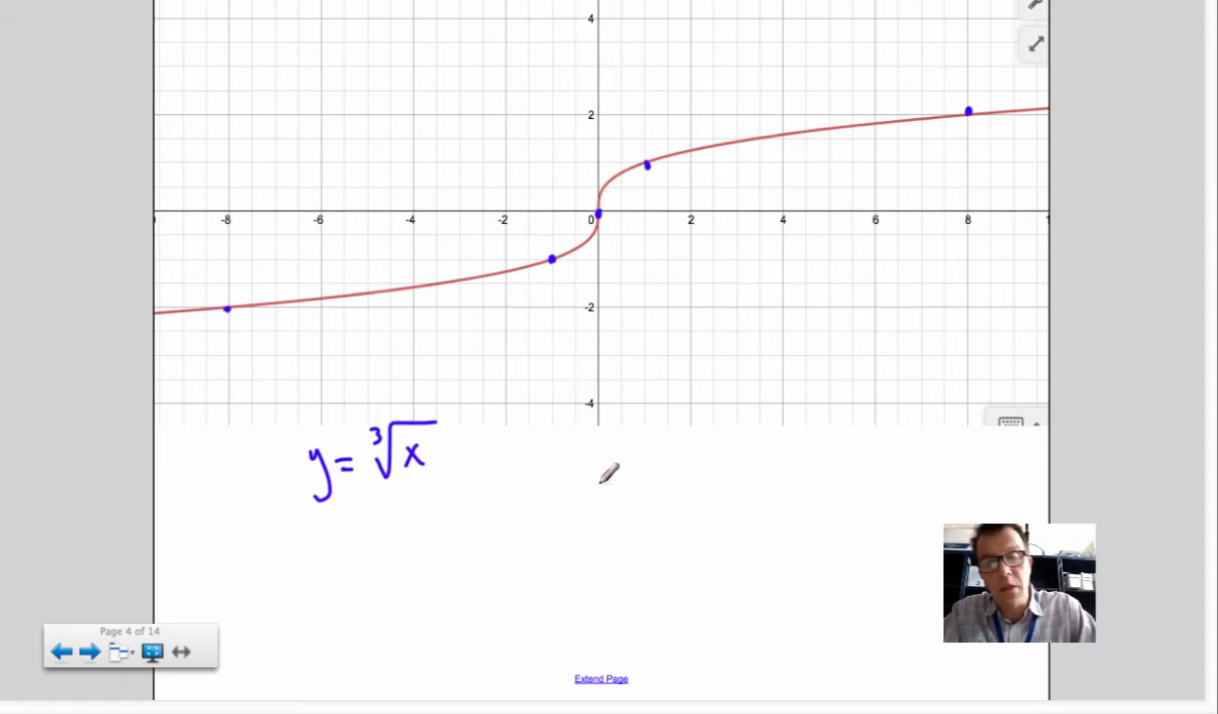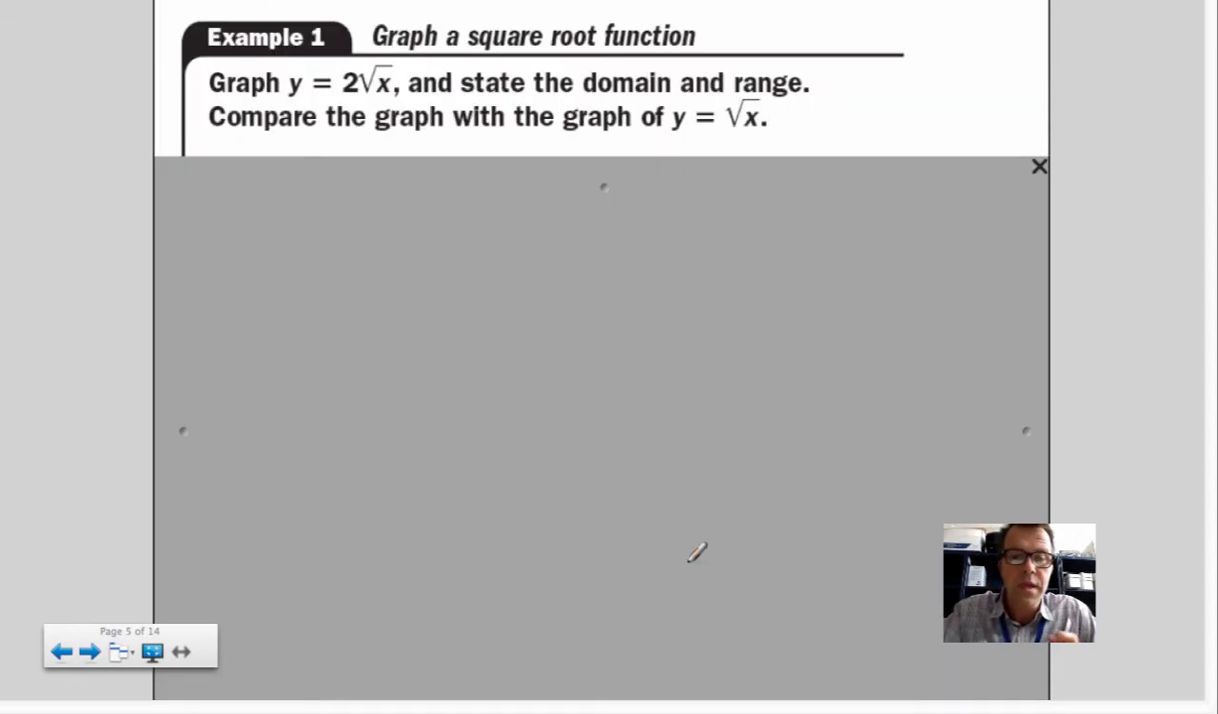Anyways, let's talk about the domain. Hopefully you're seeing, hey, positive x values, 0 works, negative works. So this is all real numbers. And then for the range, you can see that you're also in positive y values, y is equal to 0, y is also negative. So again, we're all real numbers. Nice job.